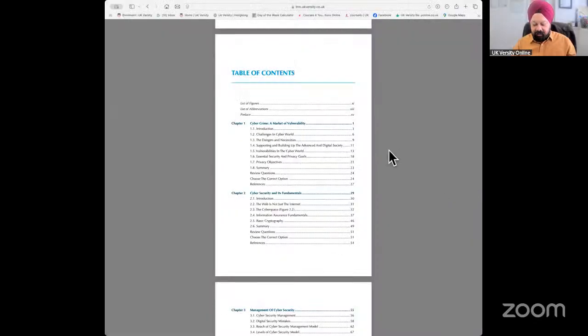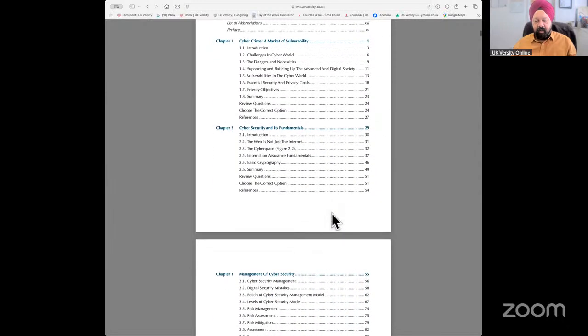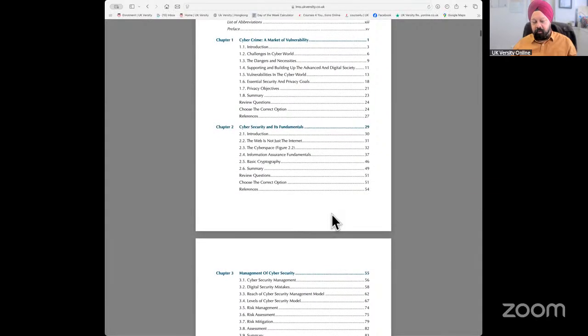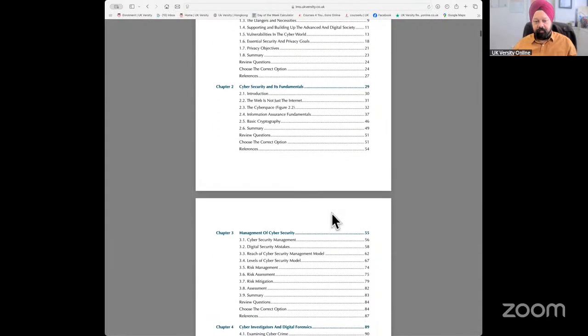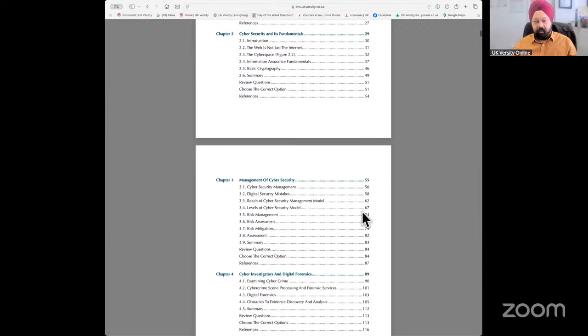For example, this is the book that I've opened up, and it talks about things like introduction, challenges to the cyber world. Chapter 1 is essentially what we've covered to a certain extent, up until chapter 2, and that will give you a lot of detailed knowledge of what we've covered today using the slides. So what we have covered is in chapter 1 and chapter 2. Okay.